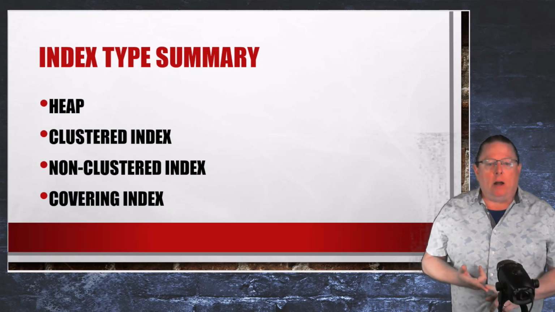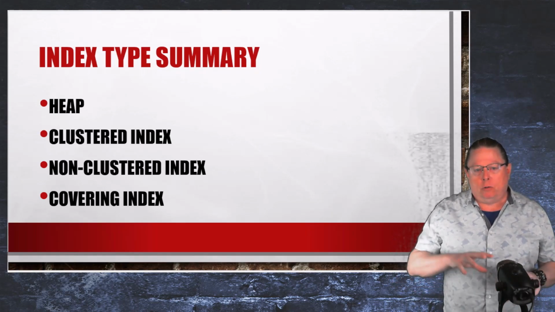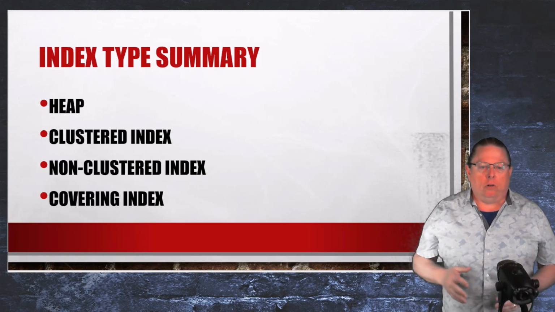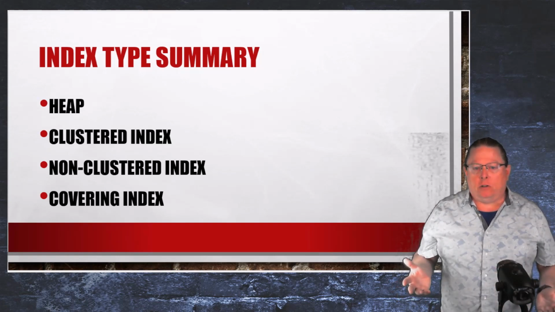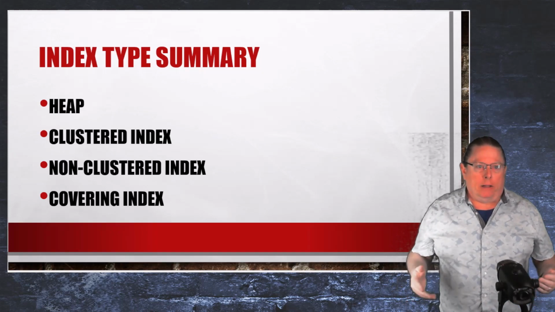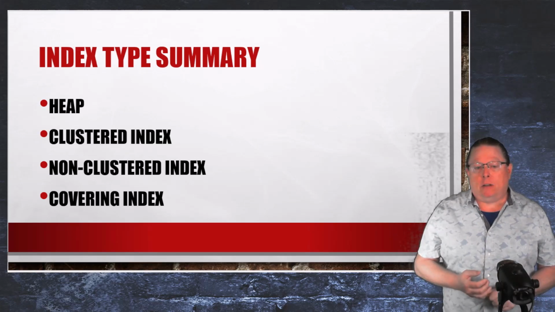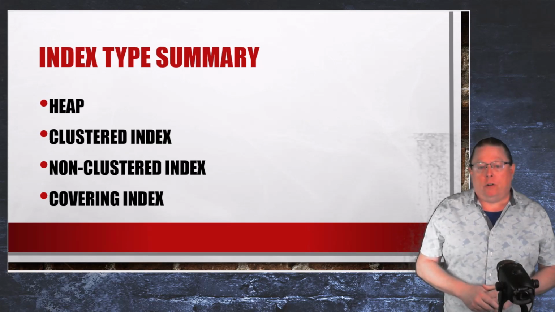And then we talked about non-clustered indexes. A non-clustered index is a copy of some of the columns into a different structure that's used to look up data, and then jump back to the clustered index to get the data. And then there's a covering index, where everything you need to return the query is in the non-clustered index, and it never even has to hit the table itself or the clustered index itself.